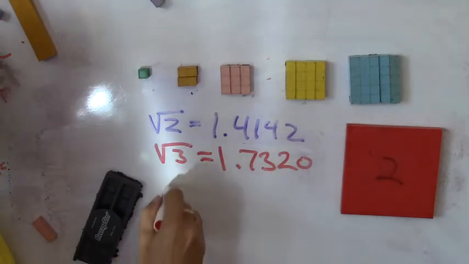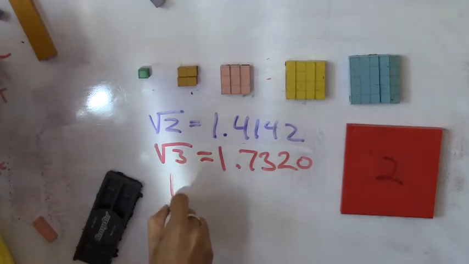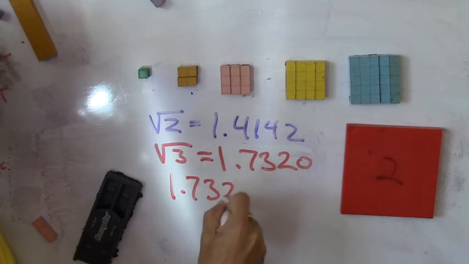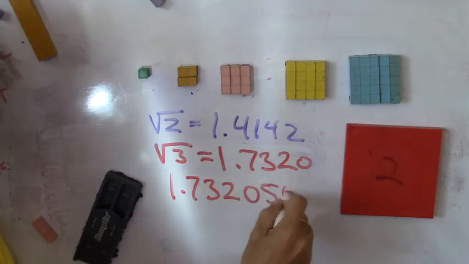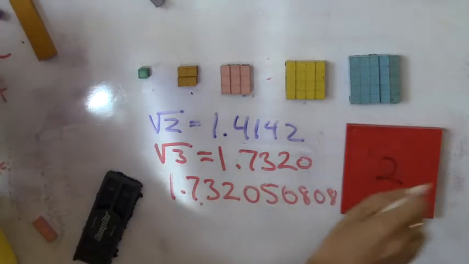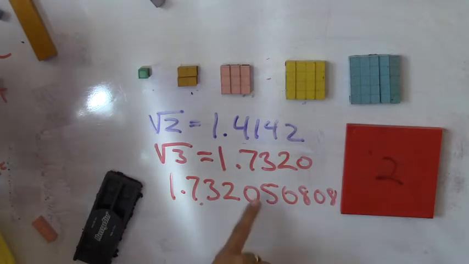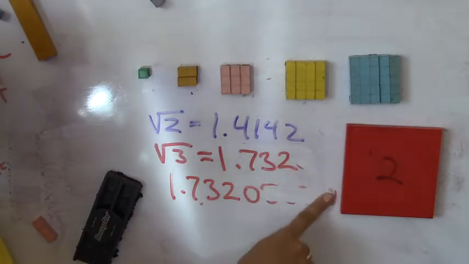But the whole thing, like I said, is an approximation. This is me cutting it off. The whole thing is 1.732050808, and that's not even the whole thing. There's more going after that, but we just cut it off right there.